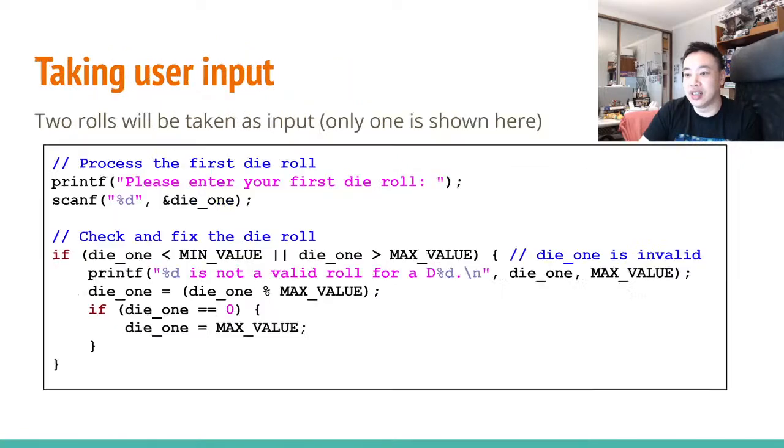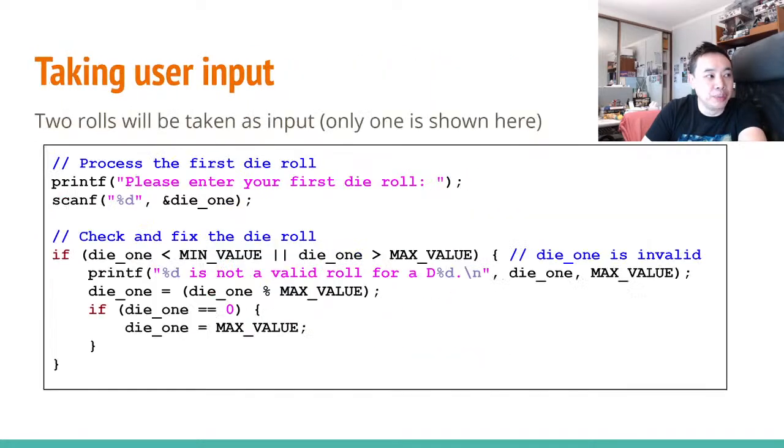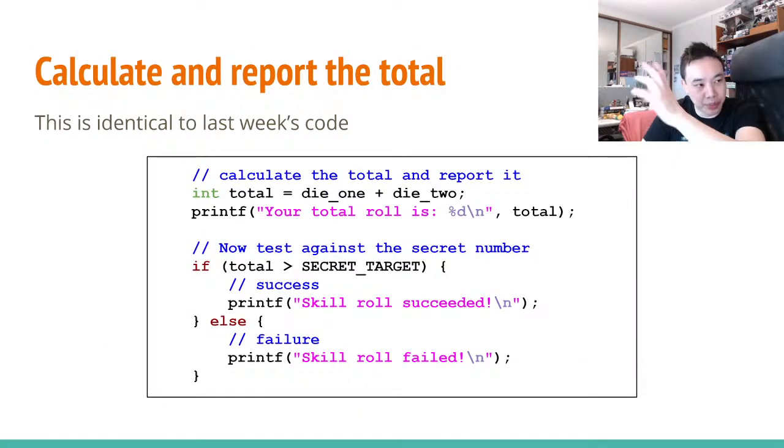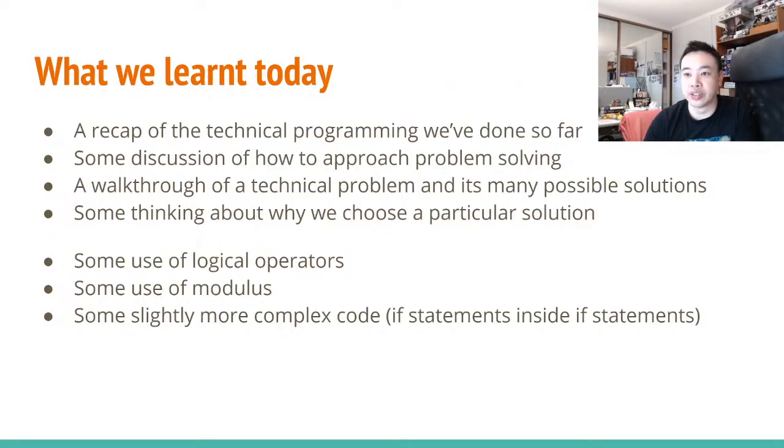So here is one possible finish of it. That was the completed code if you want to look at it, but I will also be leaving the code that I've done there anyway. So we have the complete new dice check program, dice check version 2, where we have some measures against user mistakes, and we're potentially reporting errors or able to deliver a die roll regardless of whether there are errors or not.